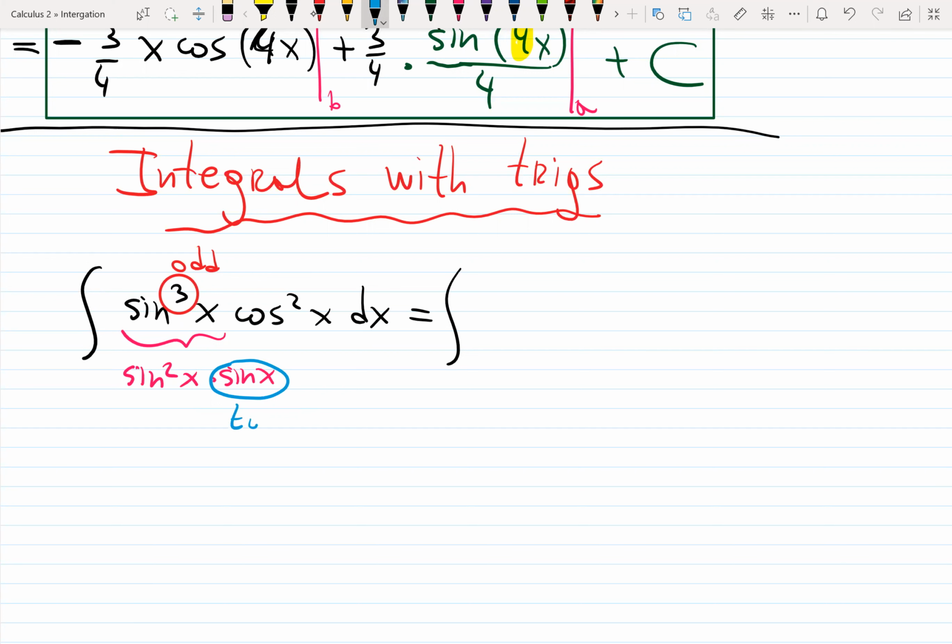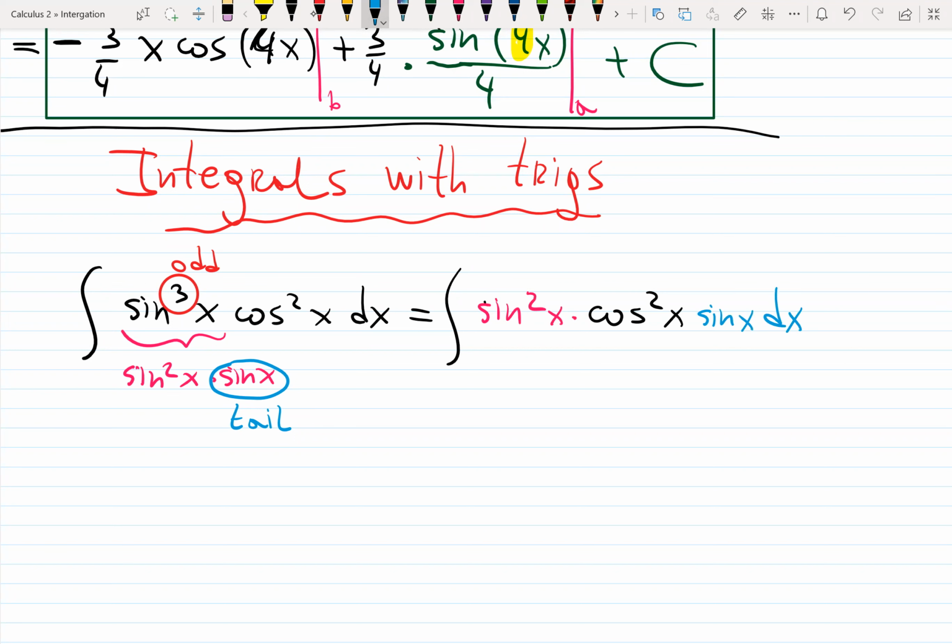This is what I call the tail. That's not the official way to teach it, but I like it. It's a tail. Move the tail to the end of the integral. That's also not a rule, but it's very helpful to teach it this way. I'll keep it in pink. Sine square x times, in black, cosine square x times, in blue, the tail, sine x dx.